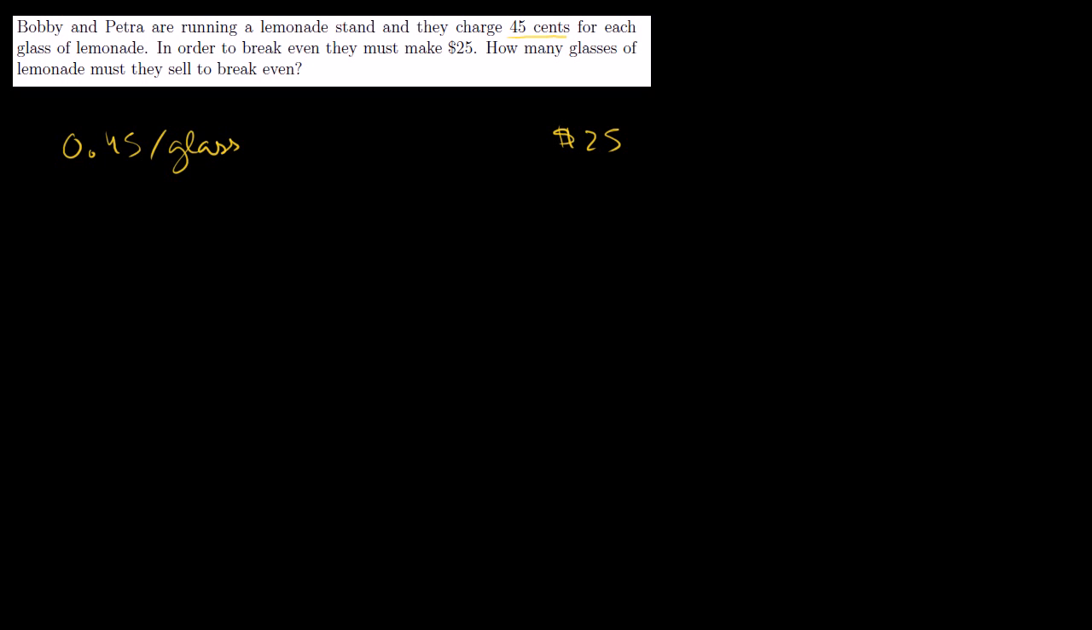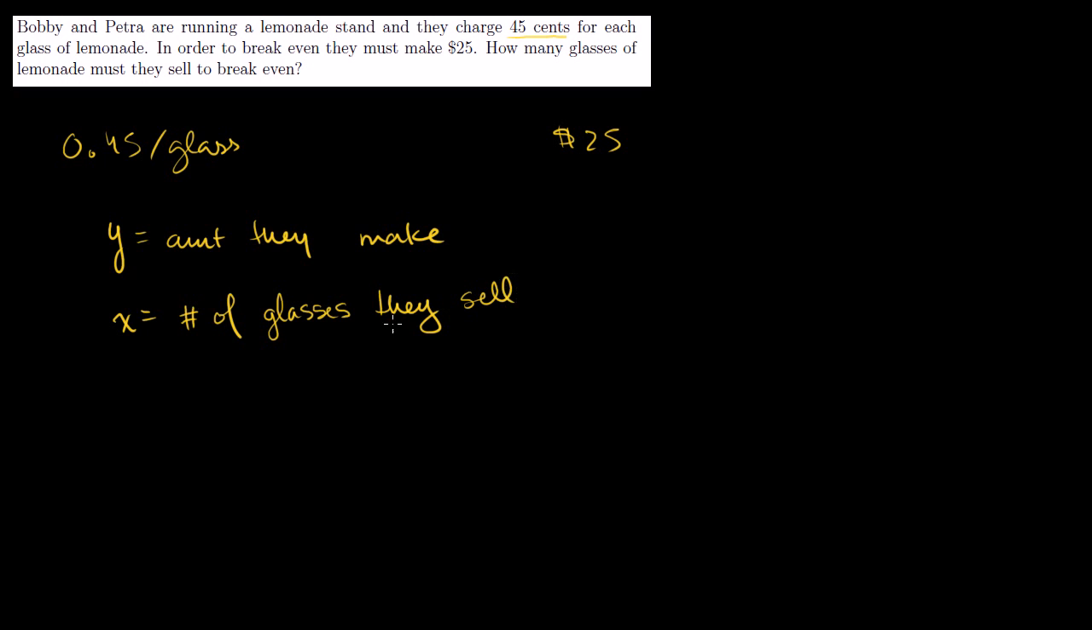So let me just do it with y and x. Y is equal to the amount they make, and let x is equal to the number of glasses they sell. So what is y as a function of x? Y is equal to, well, for every glass they sell, they get 45 cents. So it's equal to 45 cents times the number of glasses, right?